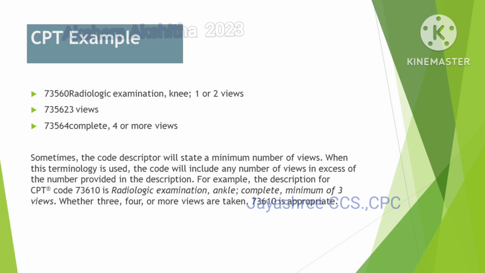Sometimes code descriptions will state a minimum number of views. When this terminology is used, the code will include any number of views in excess of the number provided in the description. So minimum number means there is no need to count how many views the doctor has taken. If the term minimum number of views is in our CPT description, it includes any number of views.